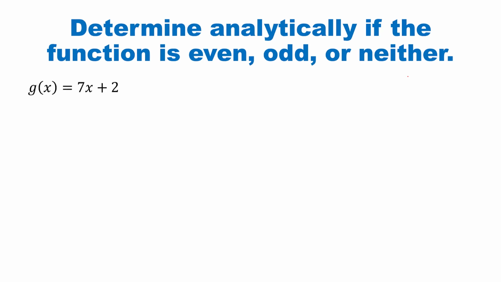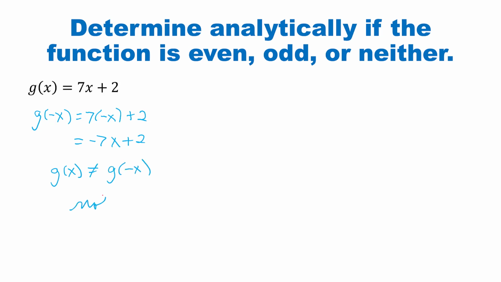Now let's look at the next function, g of x equals 7x plus 2. Again, determining if this function is even or odd. We start by finding g of negative x. We just plug in negative x wherever we have an x, and we get negative 7x plus 2. We can see that this function, g of x, is not equal to g of negative x, so we know that our function is not even.